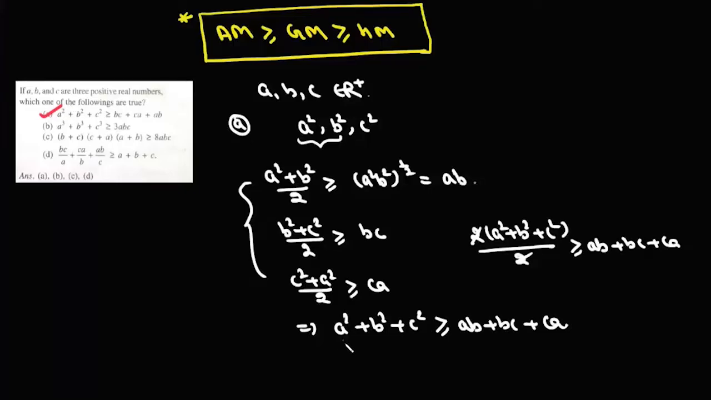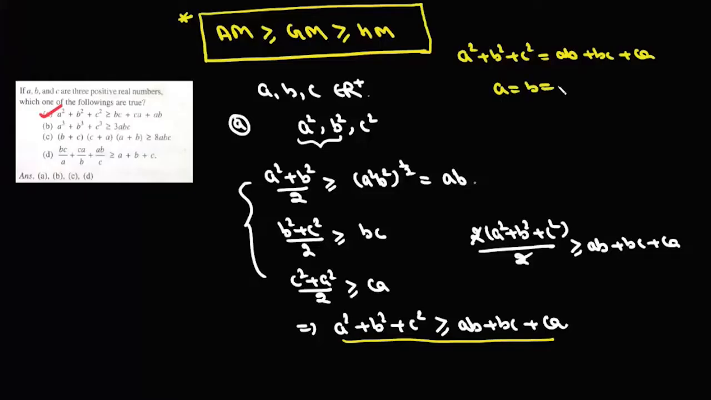Now this result is an important result in mathematics, and the version which is mostly used in JEE Advanced is this version. You will be given a square plus b square plus c square is equal to ab plus bc plus ca. Now we know that we'll have this equality when AM is equal to GM, and AM is equal to GM if and only if the numbers are the same. So from here we'll get this condition that a must be equal to b, it must be equal to c.